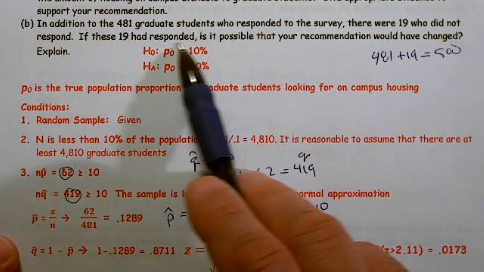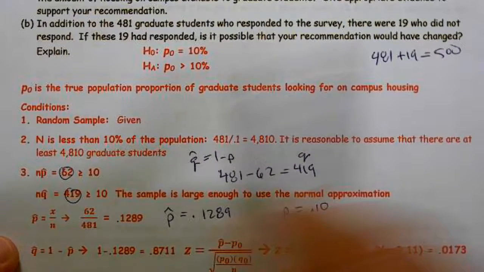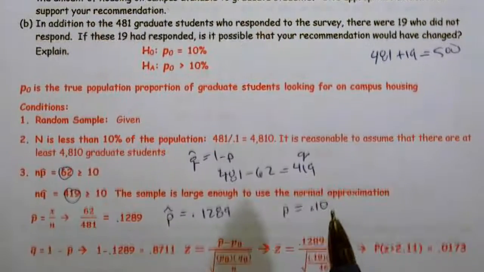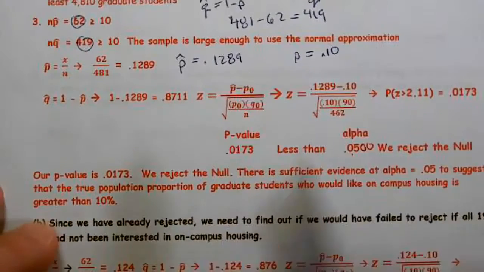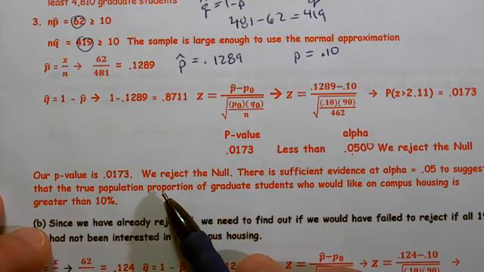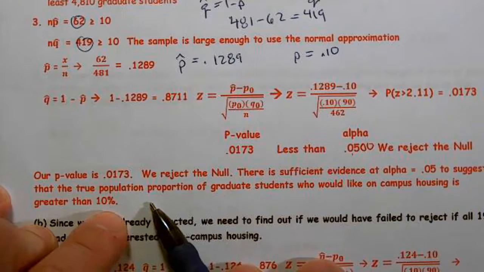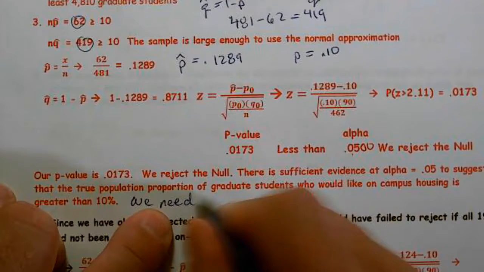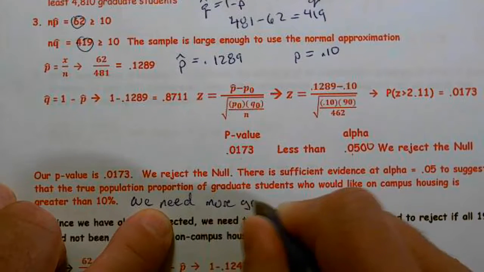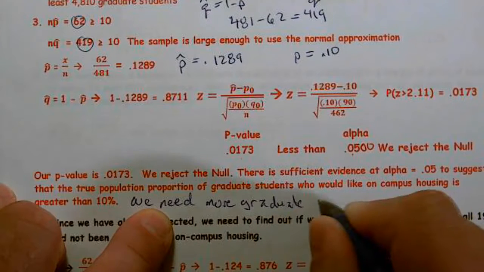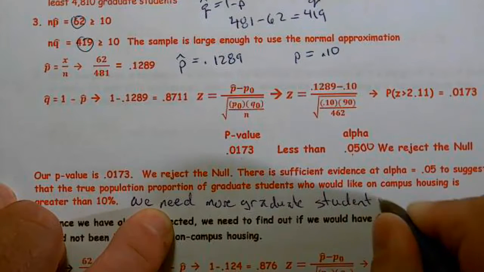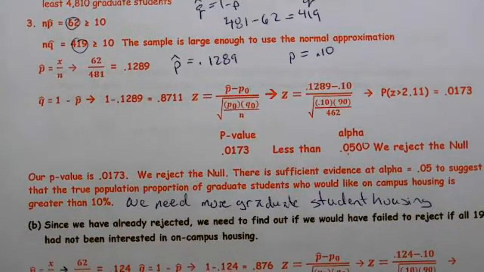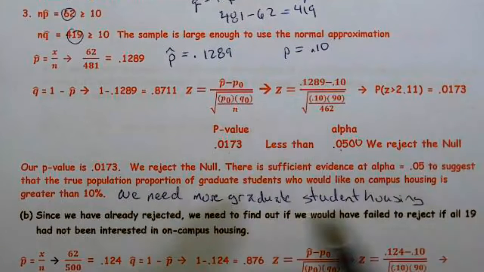If these 19 had responded, is it possible that your recommendation would have changed? Well, notice we sat there and said, and I should have made this comment, we need more graduate student housing. So I need to add that. So we need more graduate student housing. That's what a recommendation is. Now, that's what our decision was.